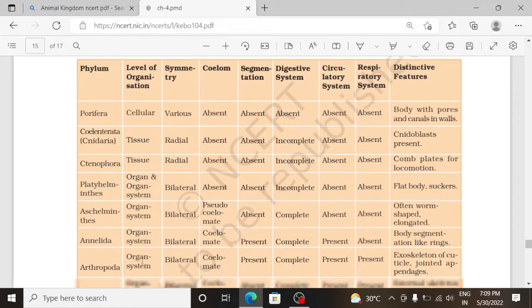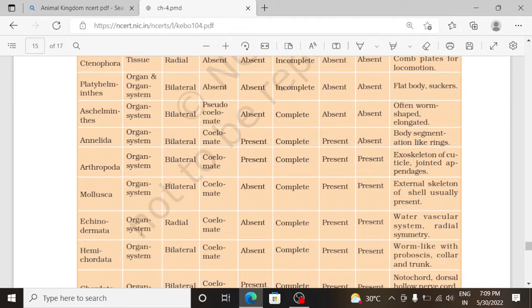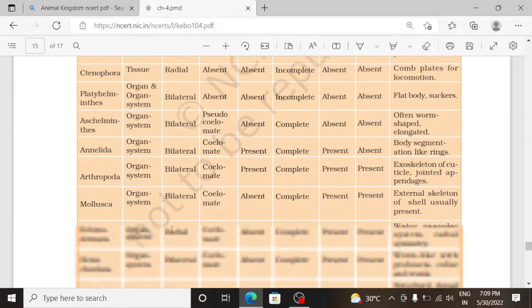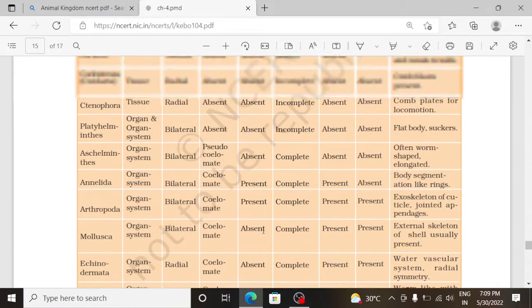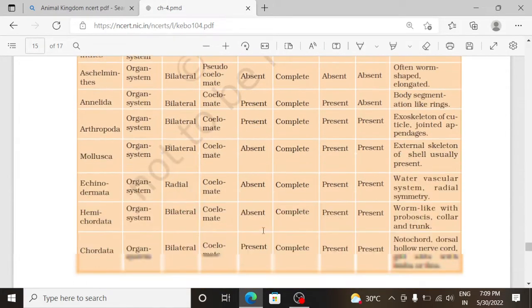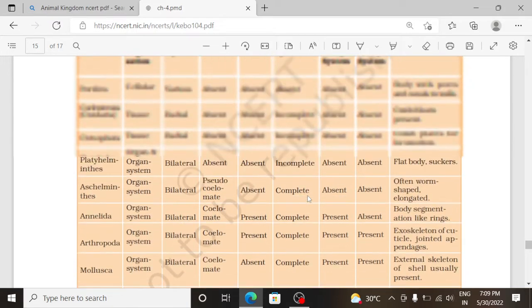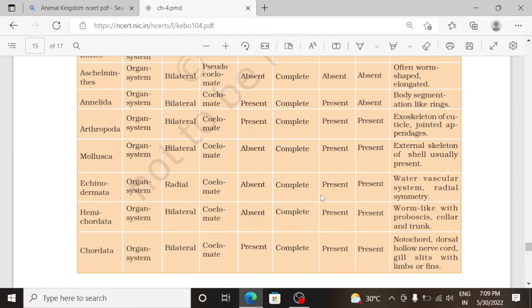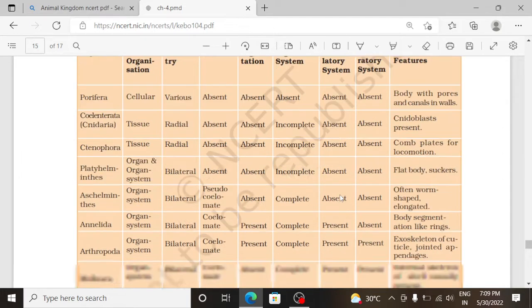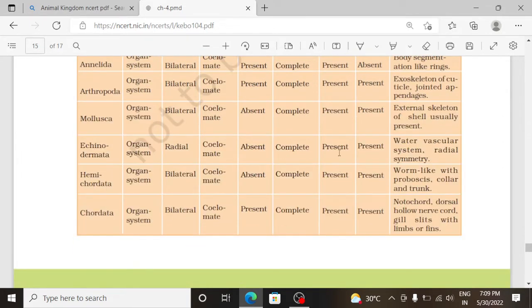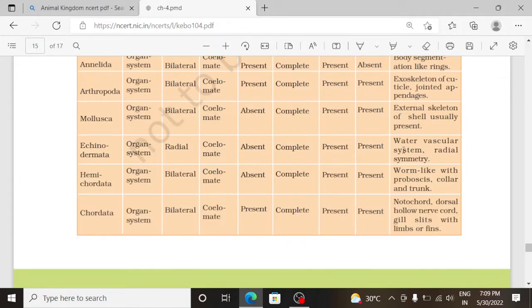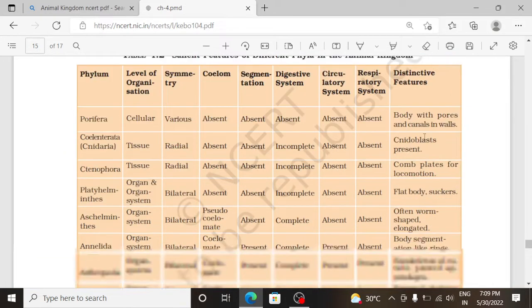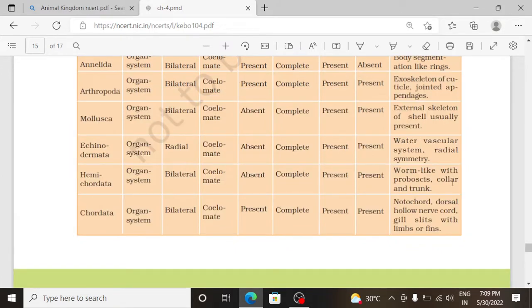Echinodermata, level of organization is organ system. Its symmetry is radial. Its coelom is coelomate. Its segmentation is absent. Its digestive system is complete, its circulatory system is present, and its respiratory system is present, and its structure or distinctive feature is worm-like with proboscis, collar and trunk.